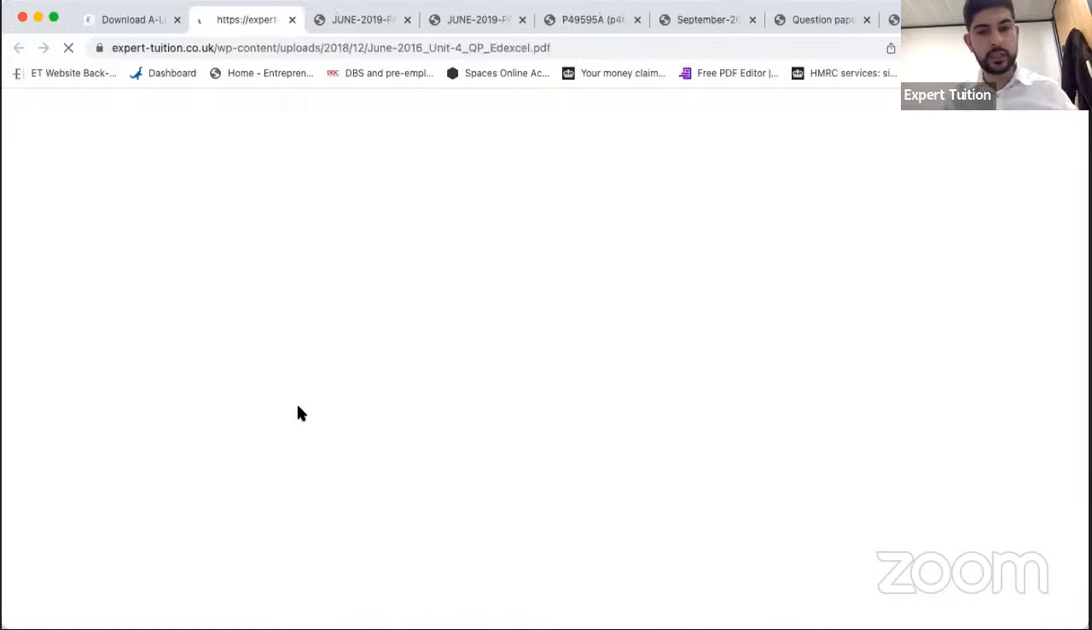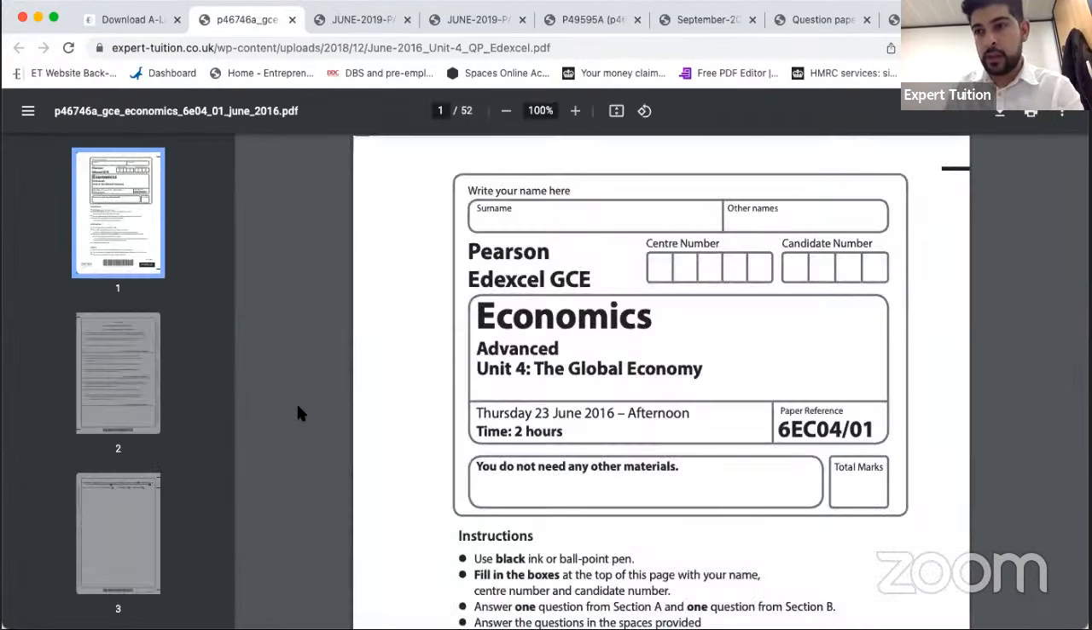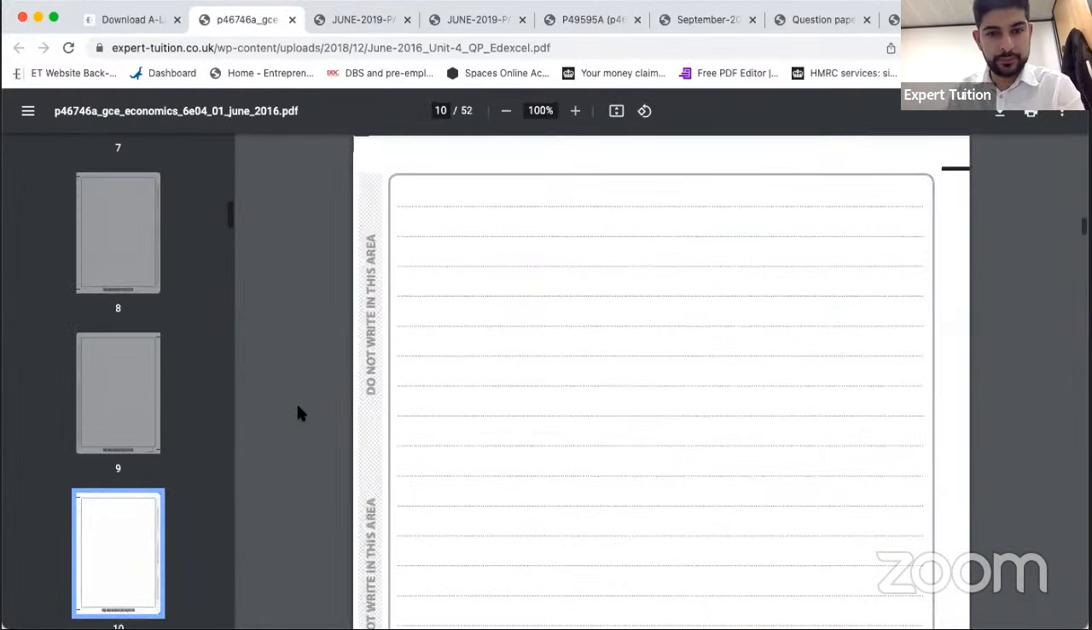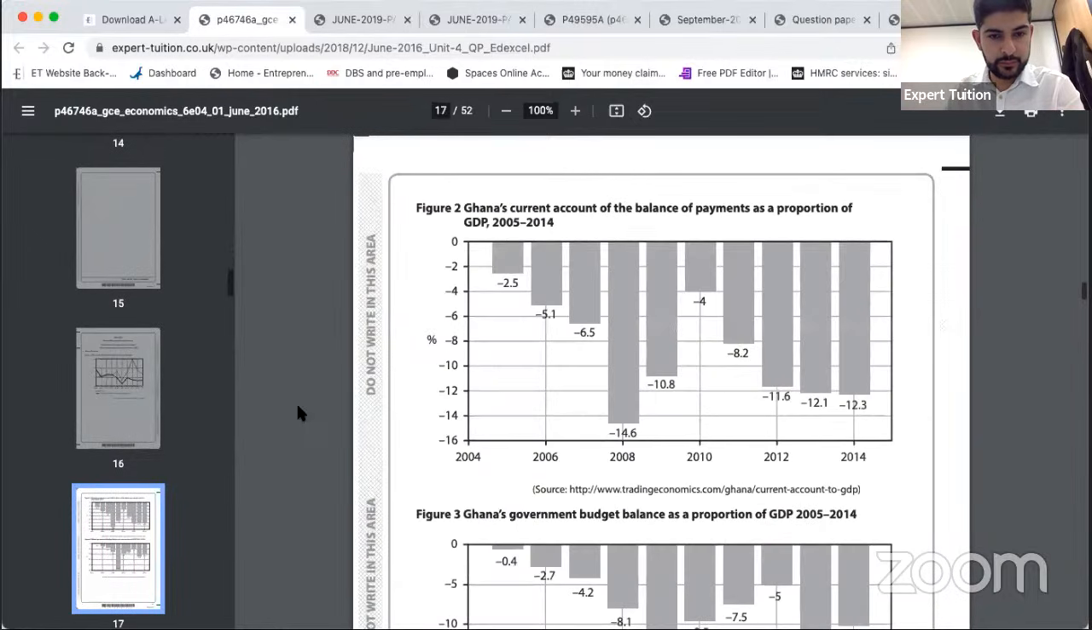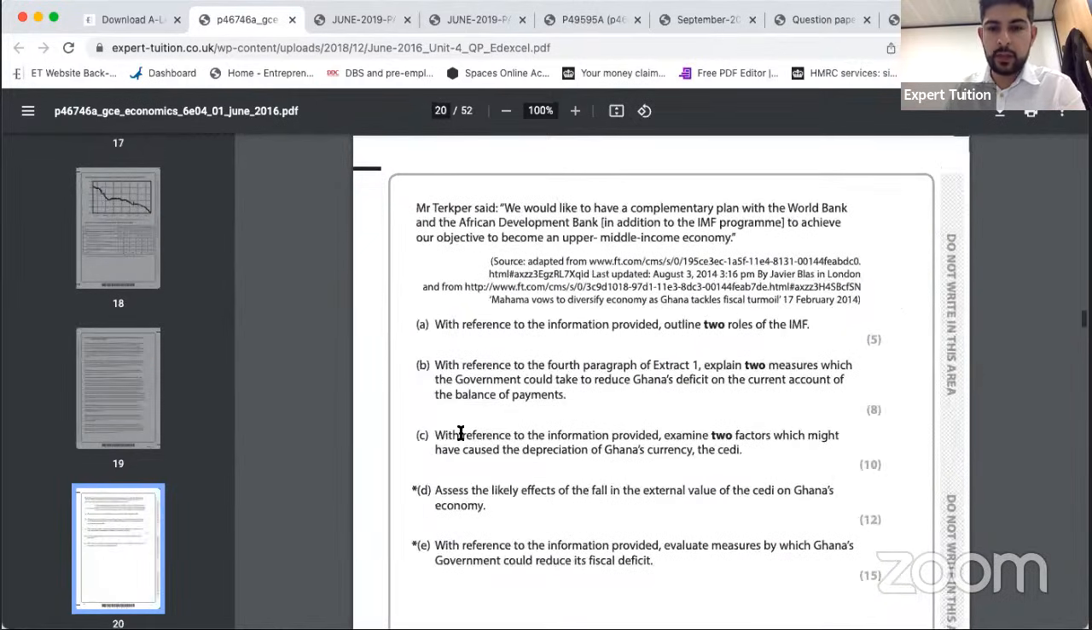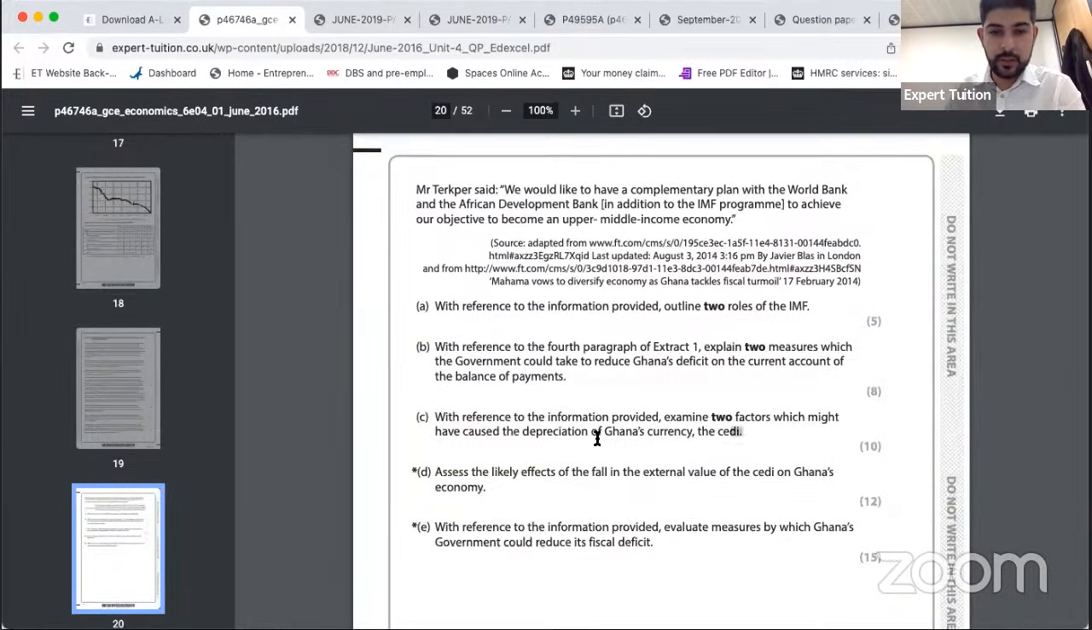Cool. June 2016, Unit 4. Ghana. Right. Here we go. Okay. So, right, an example of a question is this. 10 marker. With reference to the information provided, examine two factors which might have caused the depreciation of Ghana's currency, the CD.